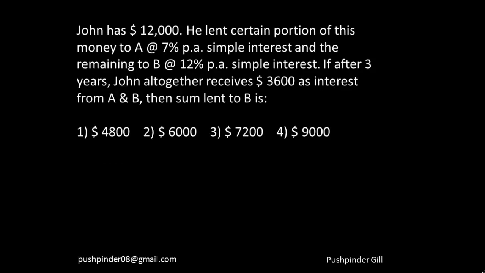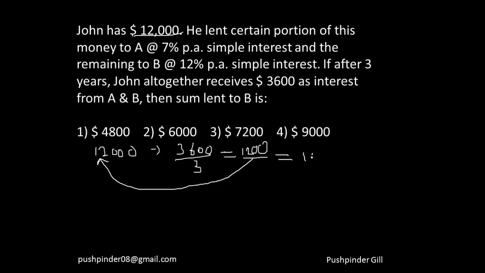John has $12,000. He lent a certain portion of this money at 7% simple interest, and the remaining at 12% simple interest. In 3 years, he altogether received $3,600 as interest from A and B. Then what is the sum lent to B? If you clearly see here, he invested $12,000 and got $3,600 back in 3 years. That means per year he got $1,200 back, and this $1,200 is what percent of 12,000? It is 10% of 12,000.